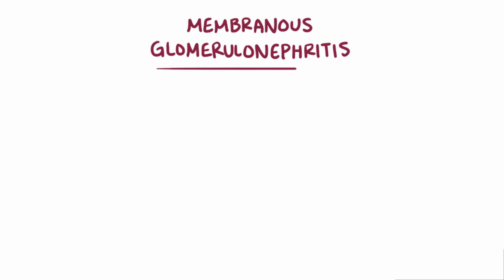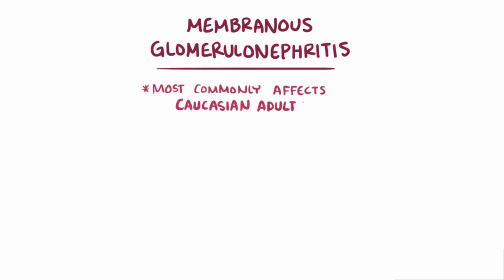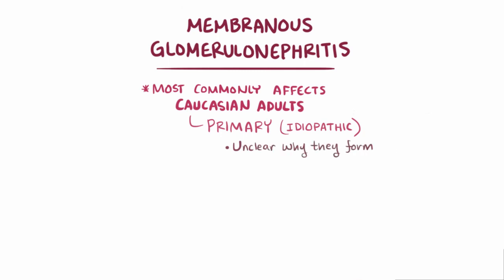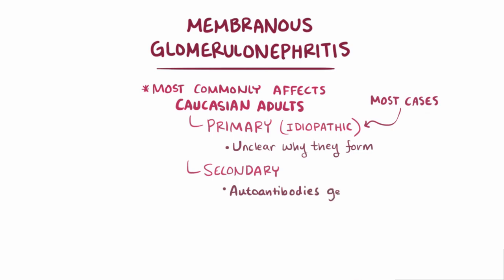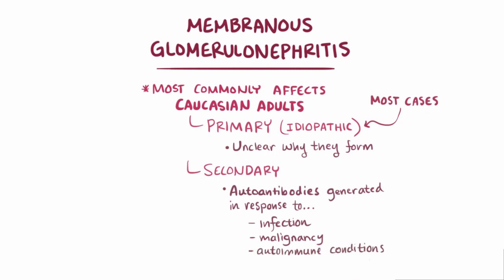Membranous glomerulonephritis most commonly affects Caucasian adults, and it can be primary or idiopathic, meaning it's not quite clear why these complexes form. And this accounts for the vast majority of cases. The rest of the cases, though, are secondary, and seem to arise from autoantibodies that are generated in response to another process, like an infection or malignancies, autoimmune conditions, or medications.